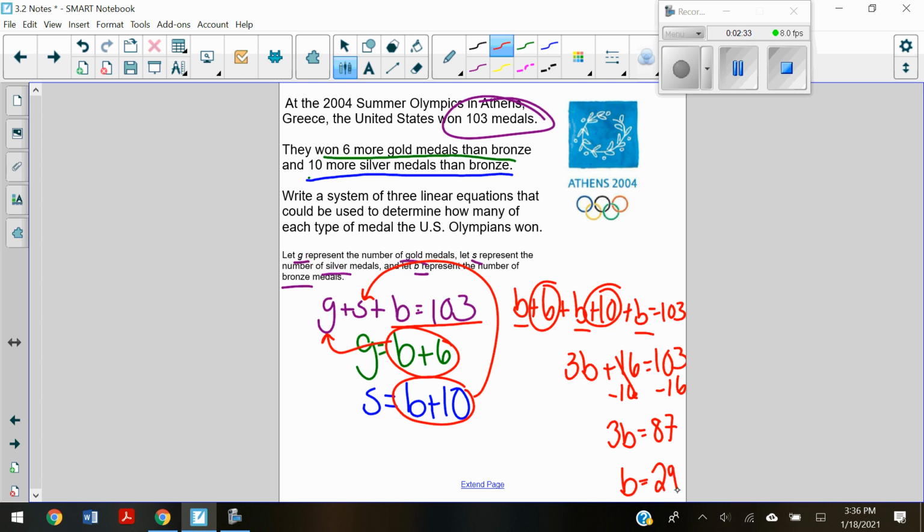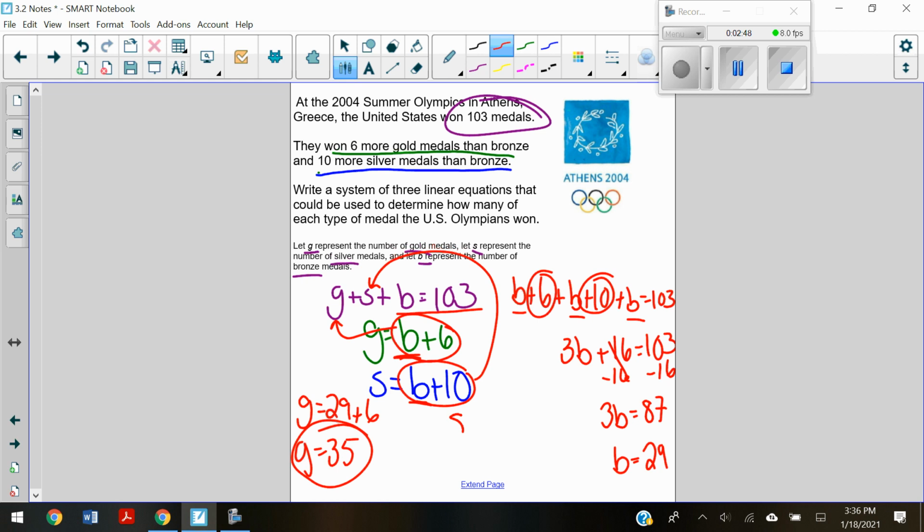So now I'm going to plug that 29 in for B here and in for B here. So my gold is 29 plus 6. So gold equals 35. And then I'm going to plug it in for silver. Equals 29 plus 10. So my silver medals is 39. So we have found out how many of each medal we have.